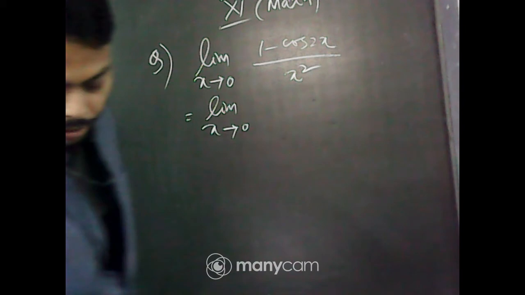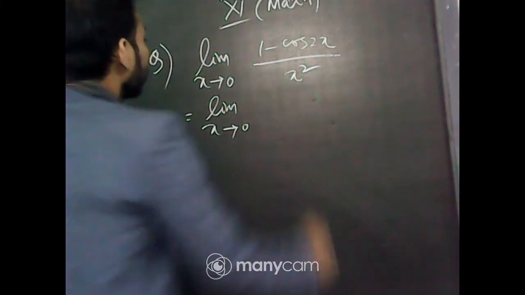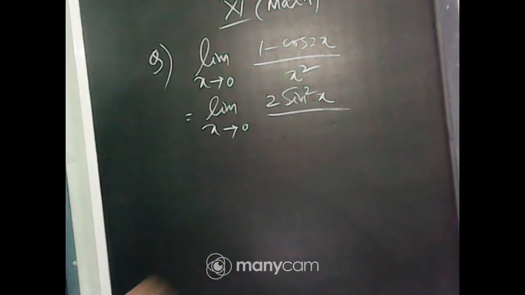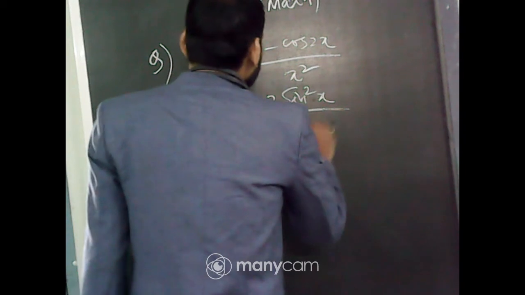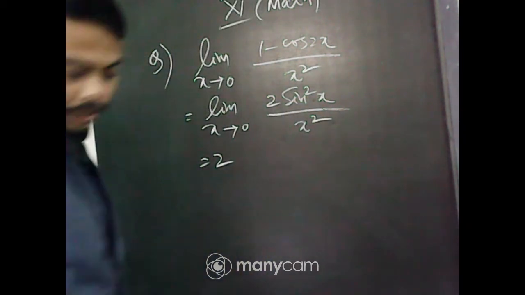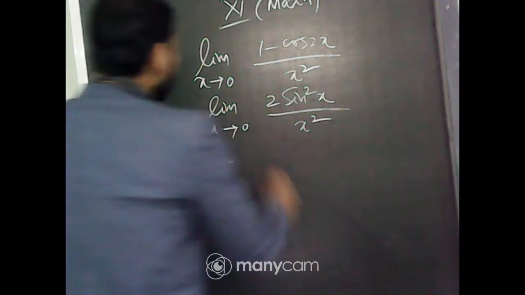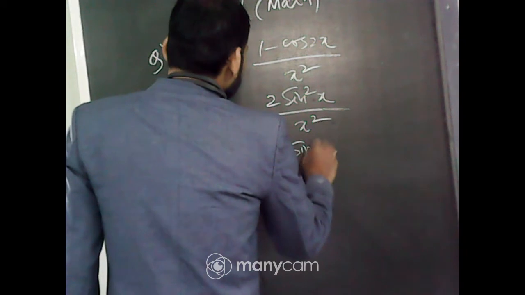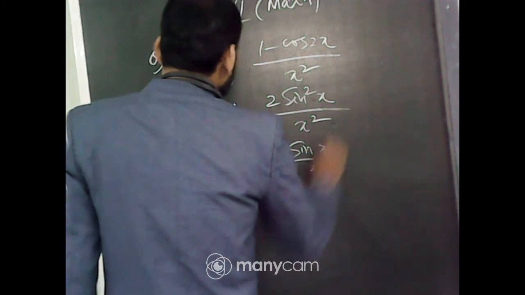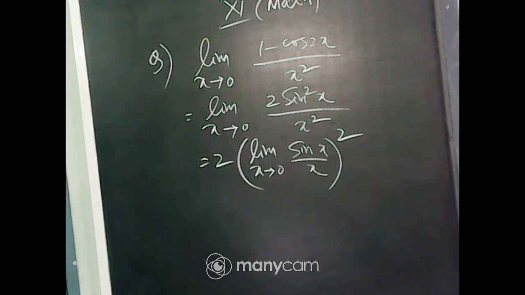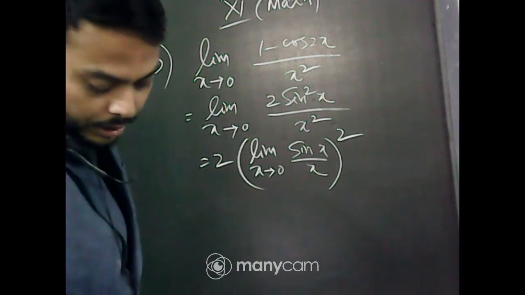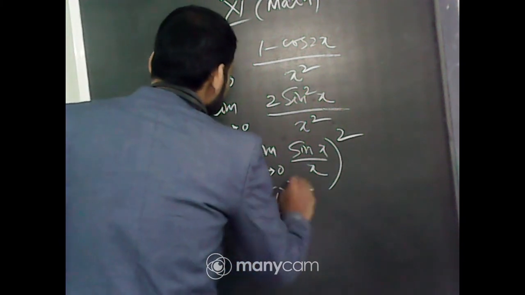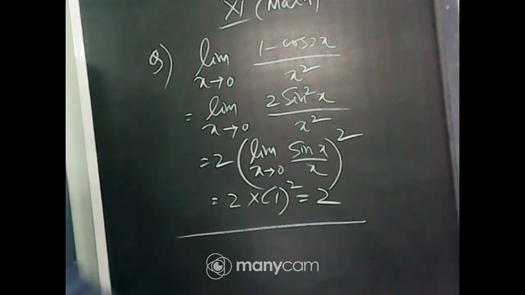Limit x tends to 0, 1 minus cos 2x means you know that there is 2 sin square x. That is the formula from multiple angle, 2 sin square x by x square. Now 2 will be coming out here. That means it will be limit x tends to 0, sin x by x whole square. So you know the standard limit, limit x tends to 0, sin x by x, that will give you 1. So 2 into 1 square. It is 2, isn't it?